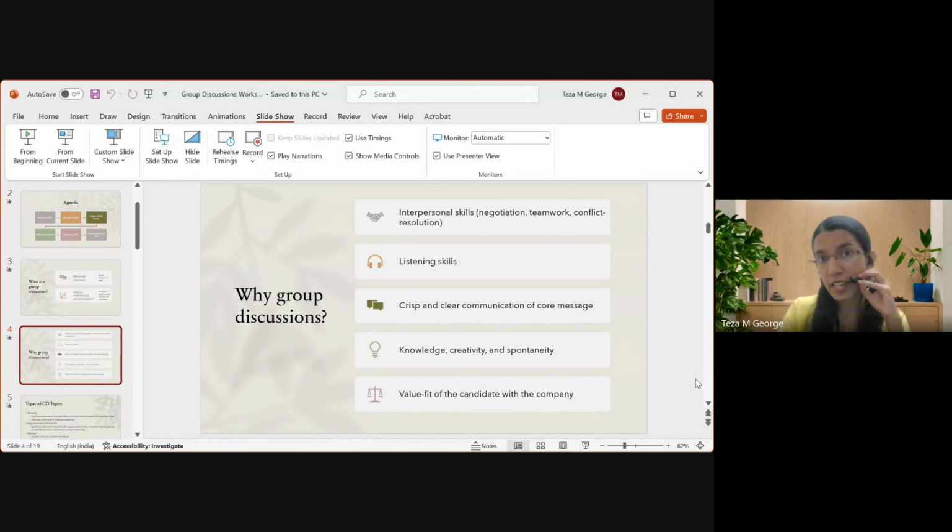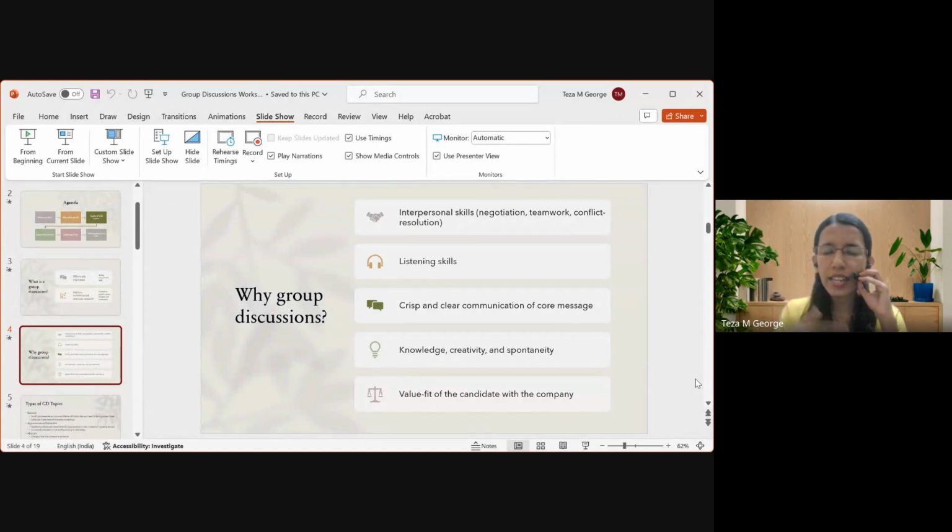Are you spontaneous without the aid of a book or, let's say, the aid of the guide of Google, for instance? Are you able to think spontaneously, suggest or offer your opinions in a spontaneous manner? Okay. Are you a good value fit in terms of the company's values, the company's work ethic, let's say?